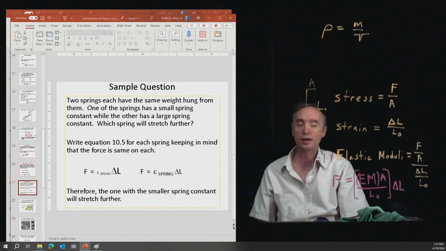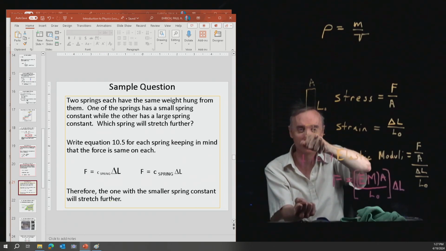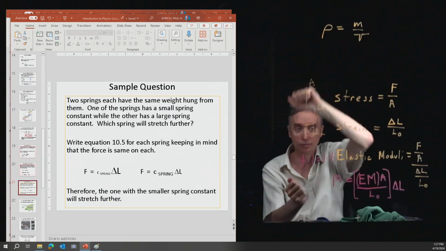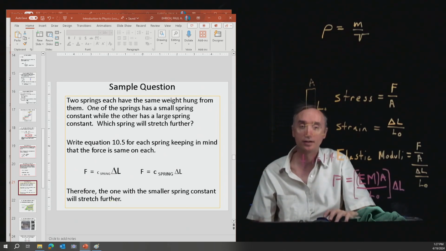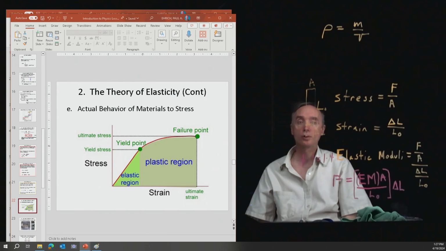So think of a rubber band versus a shock absorber. If you apply a force to a shock absorber, it doesn't really stretch. But if you apply it to that rubber band, it really does. So that's telling us that the shock absorber has a very, very large spring constant. All right, we're going to take a break, and when we come back, we're going to talk about what materials really do when you apply a stress to them.